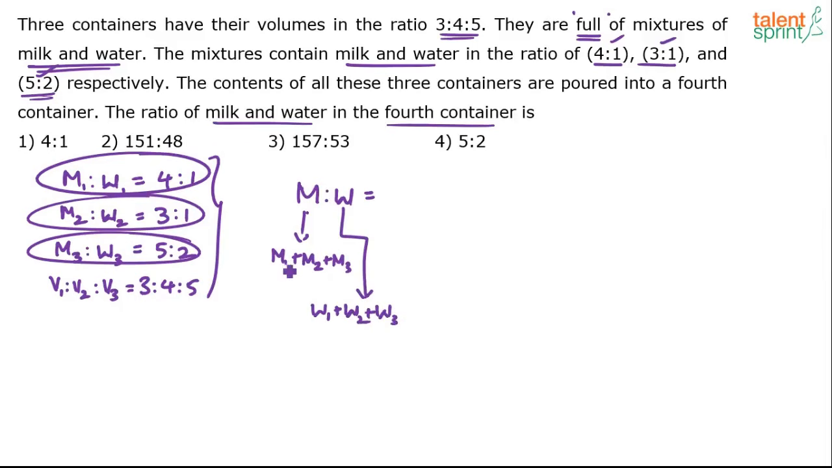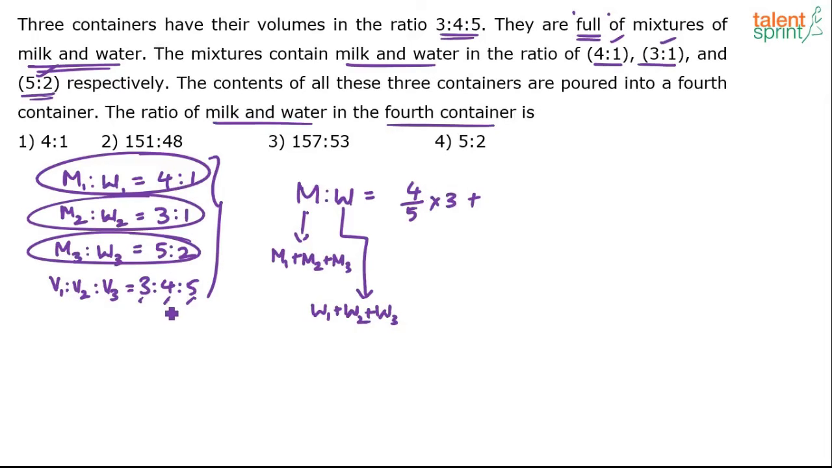Now what is M1? How do you calculate M1? See, the ratio is 4:1. So it will be 4 by 5. Out of total 3. Let's say the volume is 3 liters, 4 liters and 5 liters. The volume of container 1 is 3 liters, volume of container 2 is 4 liters and that of container 3 is 5 liters. So out of 3 liters, how much is milk? 4 by 5. 4 by 5 into 3.